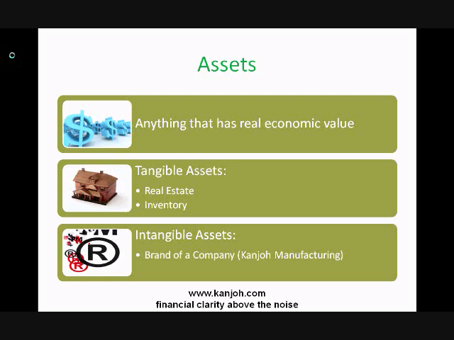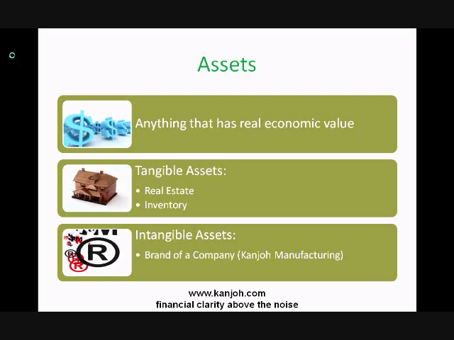So let's say that Kanjoh Incorporated has a subsidiary called Kanjoh Manufacturing. Kanjoh Manufacturing is known for putting out high quality, dependable goods. Its customers know this, and they're willing to pay a premium for it. That establishes a very positive brand, and that brand has value. It increases the profits. So that brand is an asset.